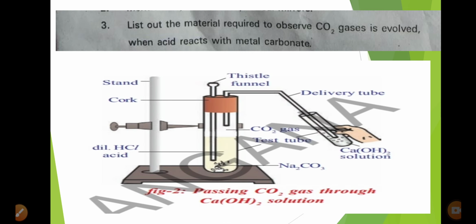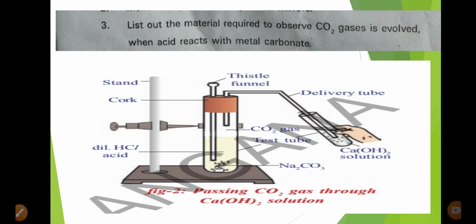So next question, list out the material required to absorb the CO2 gas that is evolved when acid reacts with a metal carbonate. This is the experimental arrangement. So by this we can come to know the material used.